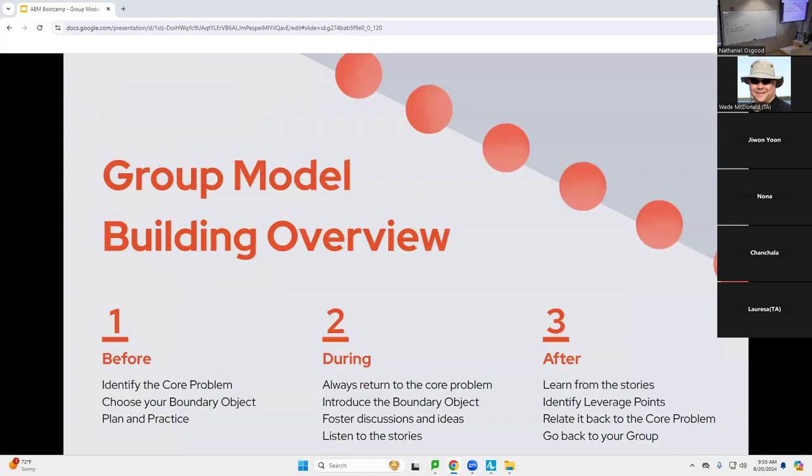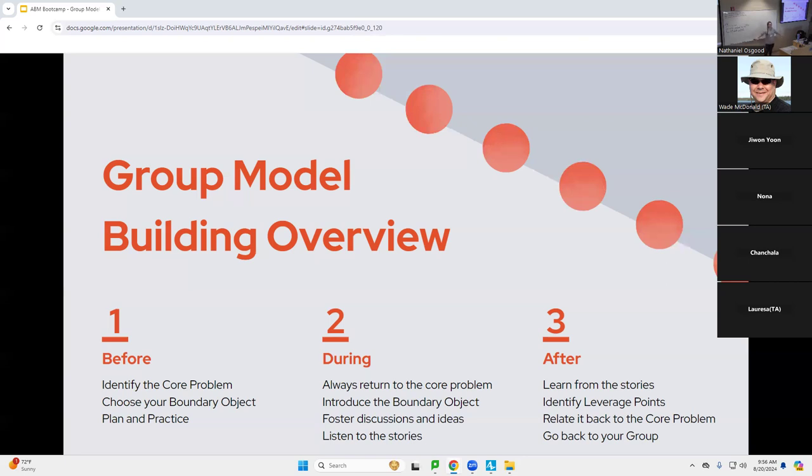So before I jump into all my mini case studies, this is kind of my formula for a group model building event. We have the before, the during, the after, and I've highlighted some of those key points that really bring a day together. So we've got the before: identifying the core problem, choosing your boundary object really carefully, and then planning and practicing. Don't just jump into the event not having done this process before.